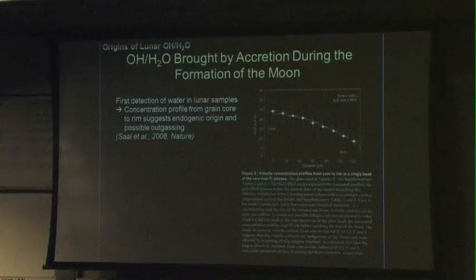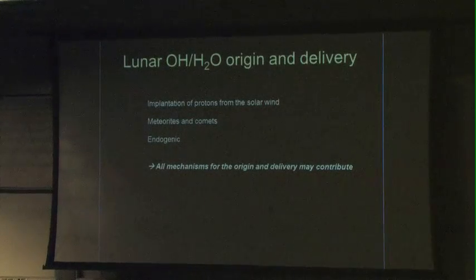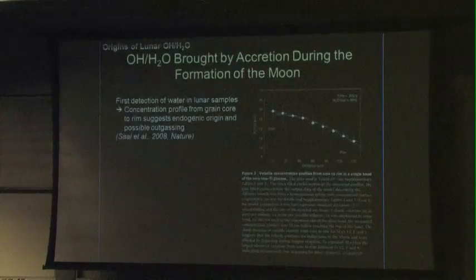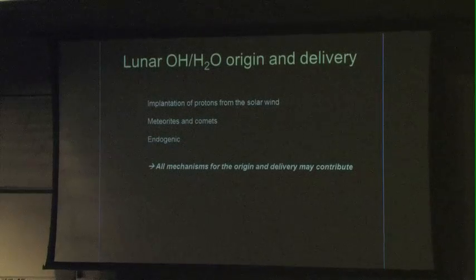Well, finally, this is about endogenic water, observed from the analysis of minerals, with higher contents of H2O at the core of mineral grains than at the rim. That may suggest outgassing of H2O. So there are three main mechanisms that we have thought about. All these mechanisms may exist, and we may need all of them to explain the presence of volatiles at the surface of the moon.